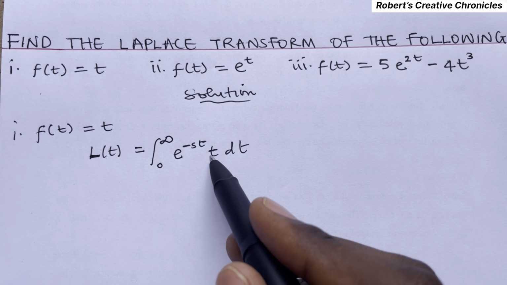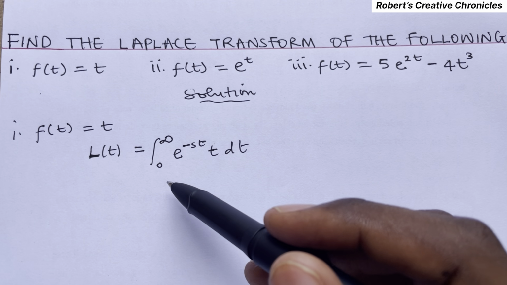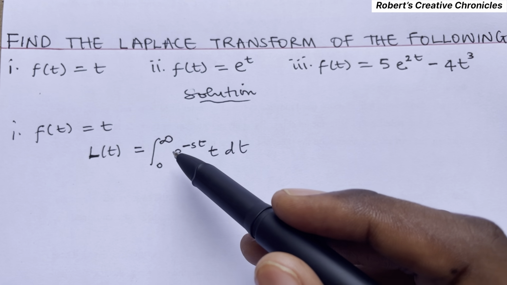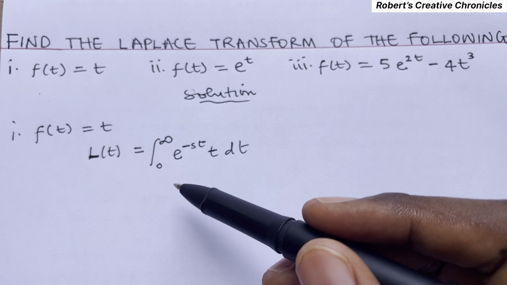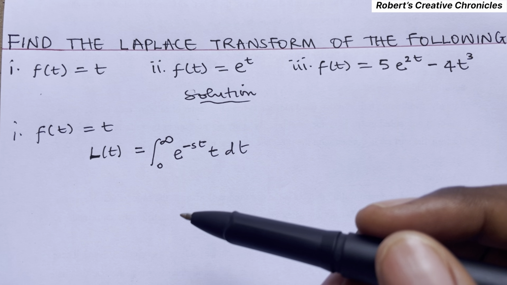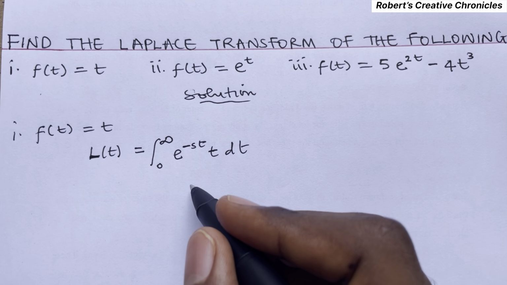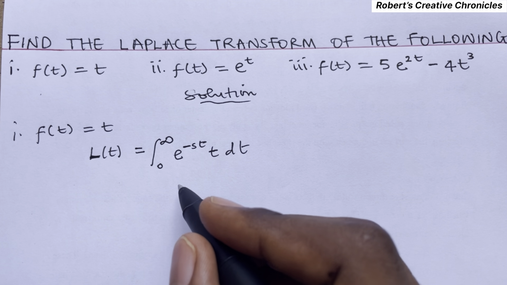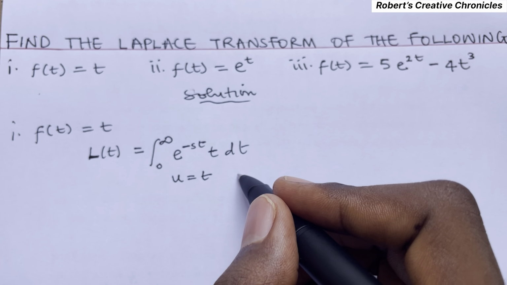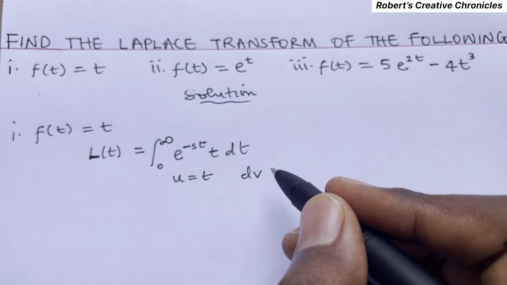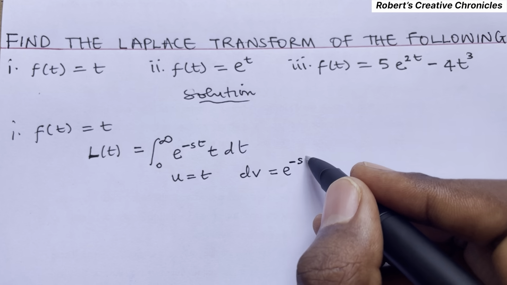Now, in this one, we have to use integration by parts to solve this integral. In one of my previous videos, I taught how to evaluate integrals using integration by parts. The link of the video is down in the description below. You can check it out for a better understanding of the integration by parts that we're going to do now. So, u here is what? u is t, and v is what? Exponential minus st dt.